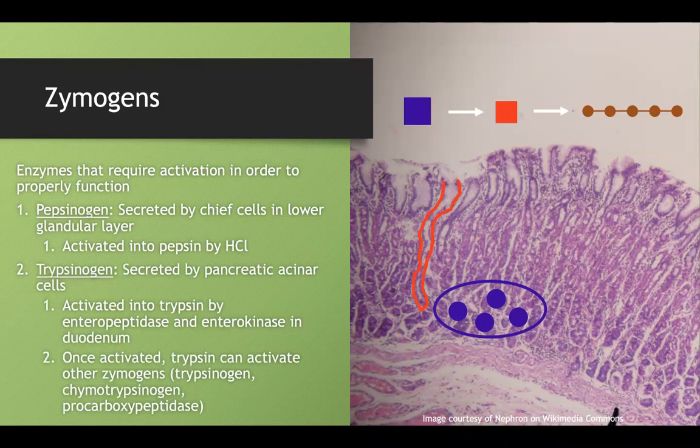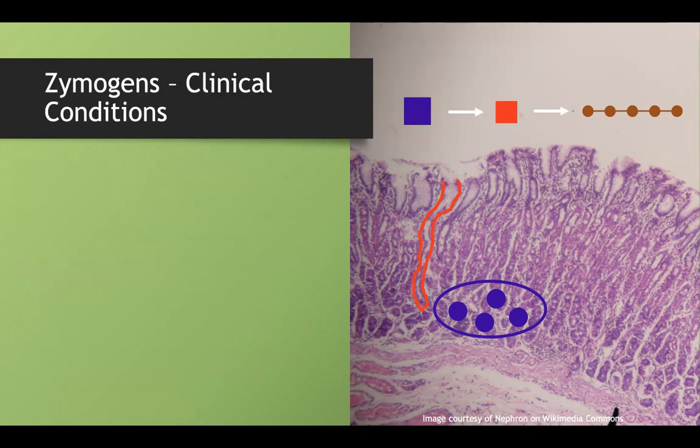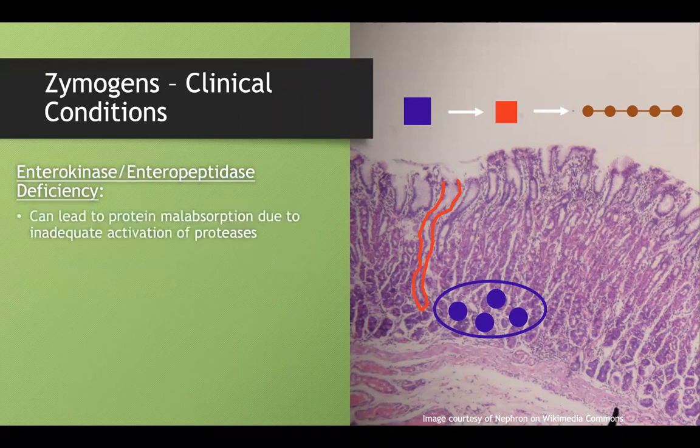And then once activated, trypsin can pretty much activate anything in the world. It can activate, like I said, trypsinogen. It can activate chymotrypsinogen, procarboxypeptidase. And the thing you have to think about is if you have a deficiency of enterokinase or enteropeptidase in your duodenum, that could actually lead to protein malabsorption because your pancreatic proteins like trypsinogen can't get activated, even if they're secreted into the duodenum itself.